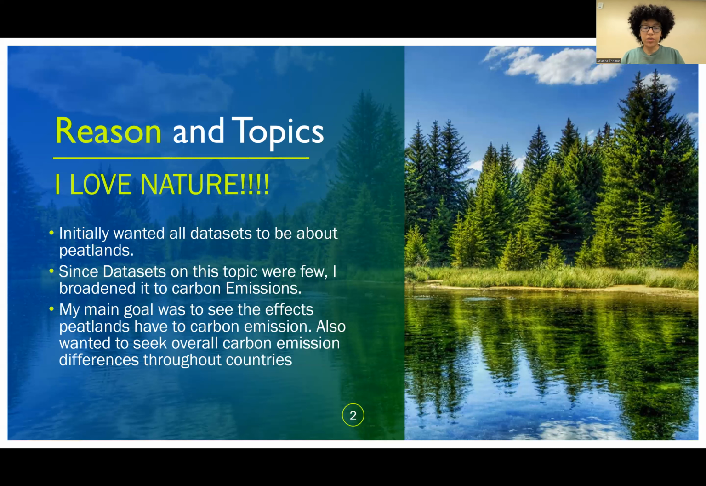My main goal, like I said, was to do peatland, to see the effects it had on carbon, because I wanted to see how true that is and to what scale. And then I also wanted to see overall the different carbon emission amounts that countries have, and which have the highest, which have the lowest, things like that.